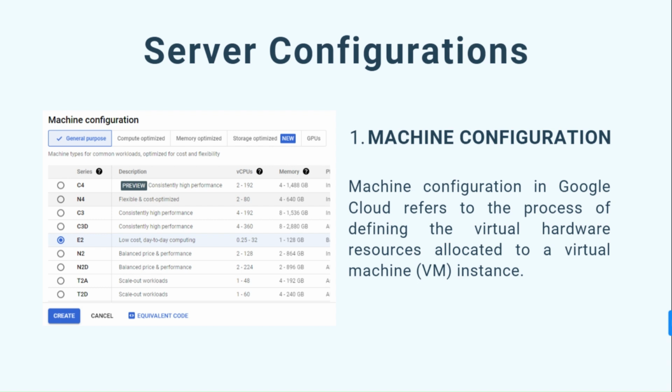Accelerator optimized. Google Cloud offers machine series with built-in accelerators like GPUs and TPUs to enhance performance for specific tasks. A2, A3, and G2 series fall under this category, ideal for machine learning, high-performance computing, and graphics processing.